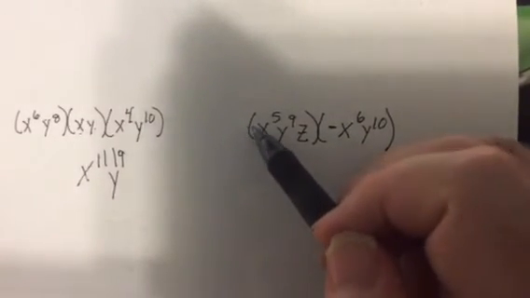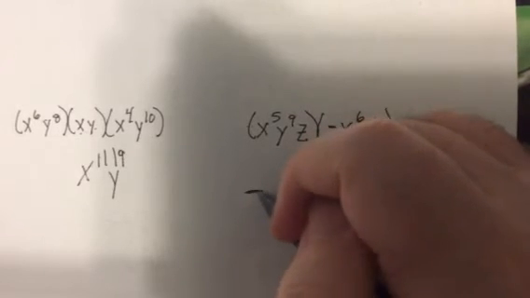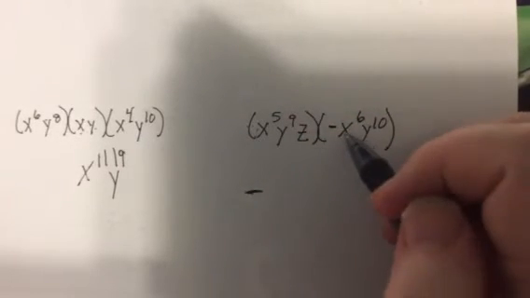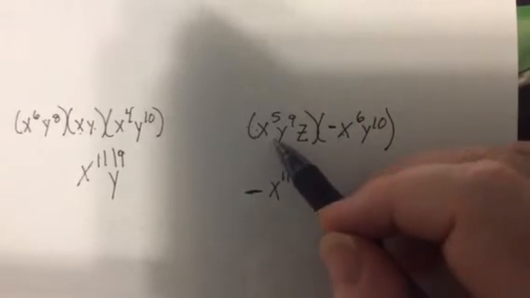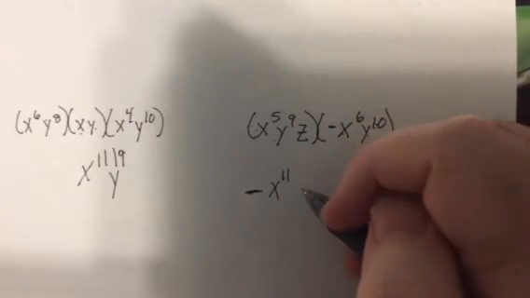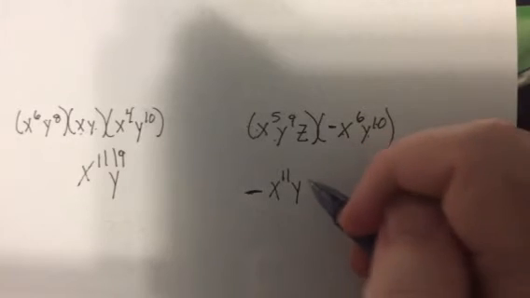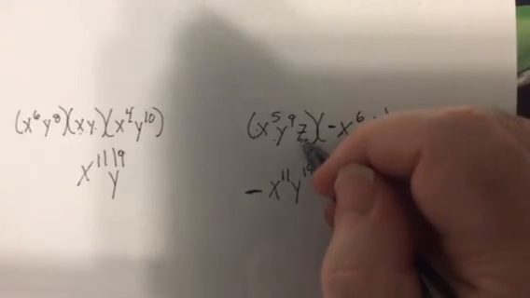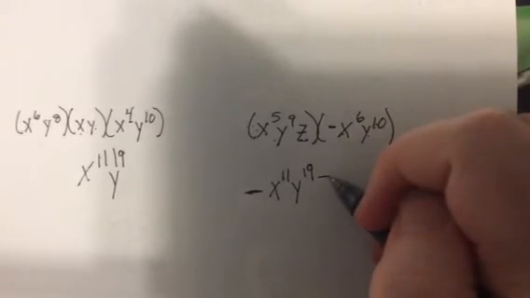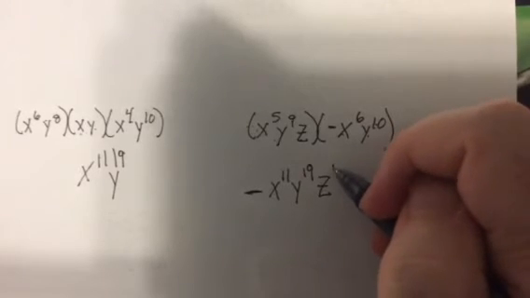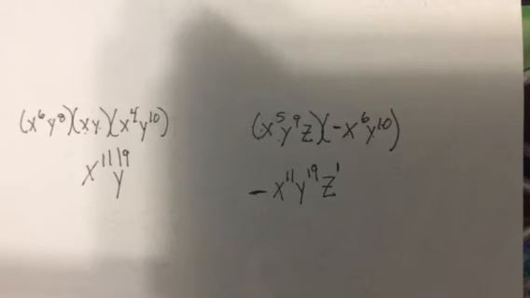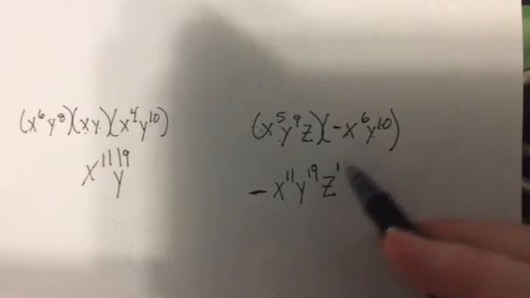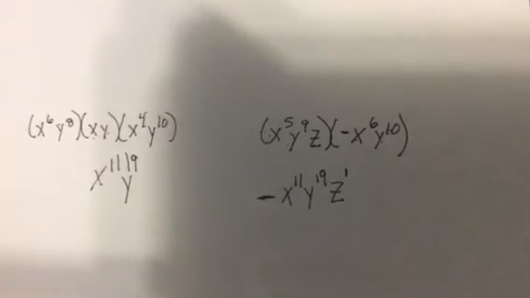A positive times a negative is negative. X to the 5th, x to the 6th would be x to the 11. Y to the 9th, y to the 10th would be y to the 19th. And then z times no z would be z. Now, if you want to write z to the first, technically that's not wrong, but since there's one of them, you don't have to write the power of 1.